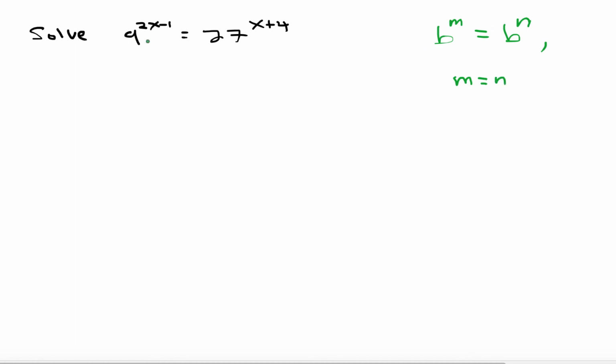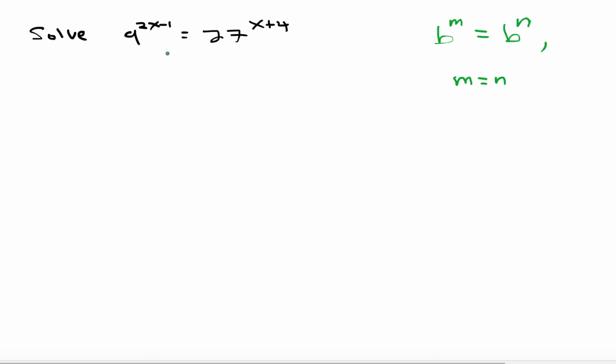You notice we cannot do that here, right? These bases are not the same. This is a 9, this is a 27. Now we know that 27 is 3 times 9, but that's not going to help us here. What we have to do is get these in terms of the same base.